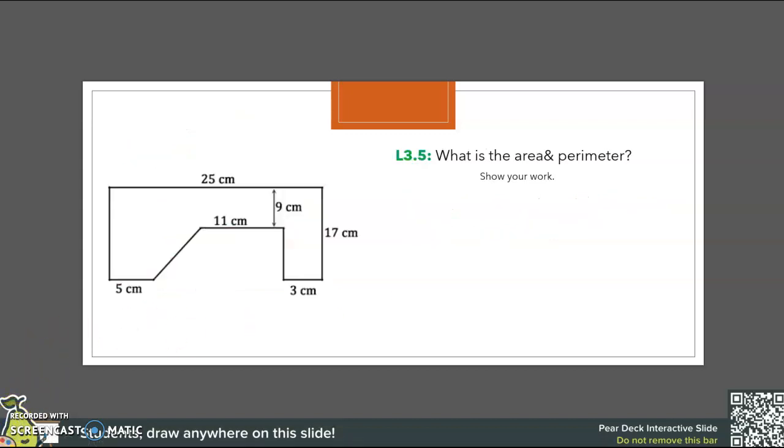Let's try the next problem. How would you describe this shape? If you said this was a concave octagon, you are correct. Now find the perimeter of this concave octagon. First off, figure out the length of this side, the length of this side, and the length of this side.